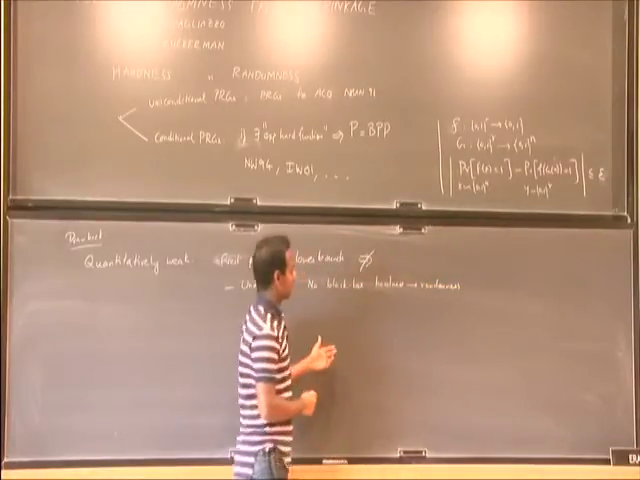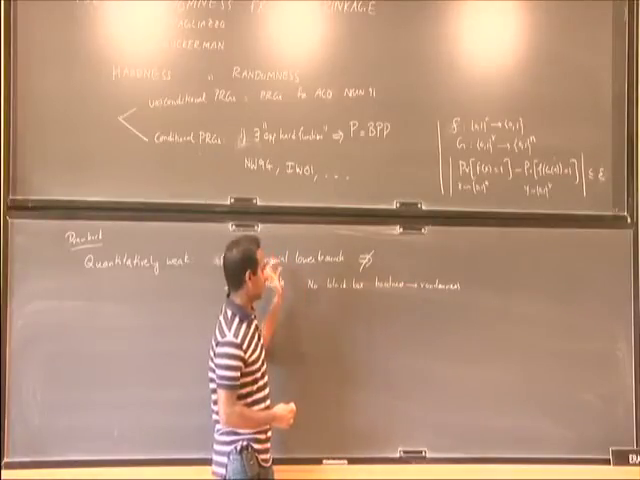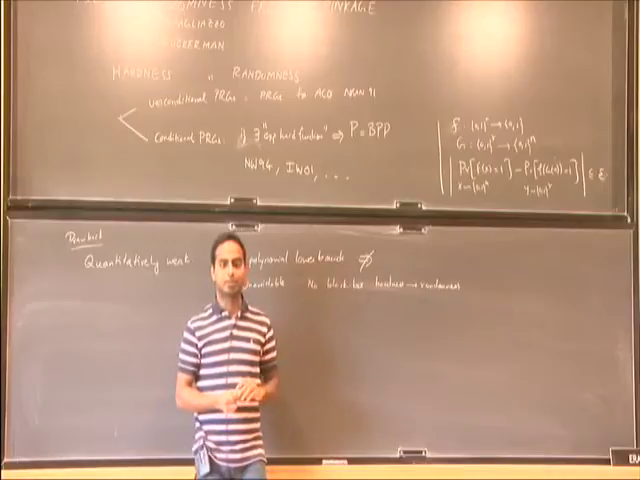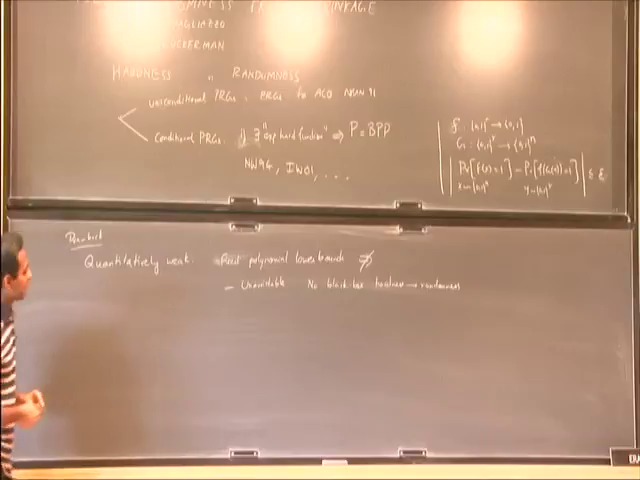You cannot get black box reductions from hard functions to pseudorandom generators when your hard functions only have such small lower bounds to begin with. Okay, and so what we'll study in this.